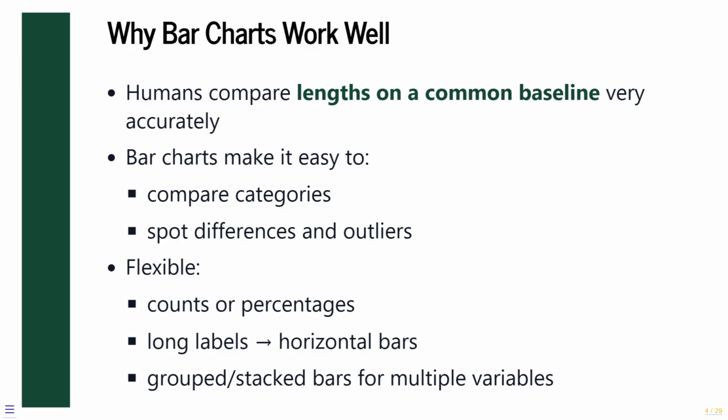They can be used to display raw counts, percentages, averages, or other summary measures as long as the underlying variable is categorical. When categories have long labels or there are many of them, horizontal bar charts often improve readability. In more advanced settings, grouped or stacked bar charts can be used to compare categories across additional variables. Because of their clarity and versatility, bar charts are often the first visualization used to explore categorical data and to communicate results to a broad audience.